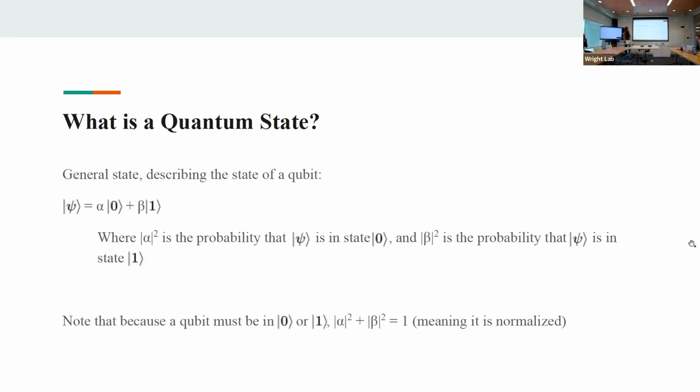The general state for a qubit that is in superposition is psi equals alpha |0> plus beta |1>, where alpha squared is the probability that psi will be in state 0, and beta squared is the probability that psi will be in state 1. And because the qubit has to either be in the 0 or 1 state when measured, alpha squared plus beta squared has to equal 1, meaning the state is normalized.